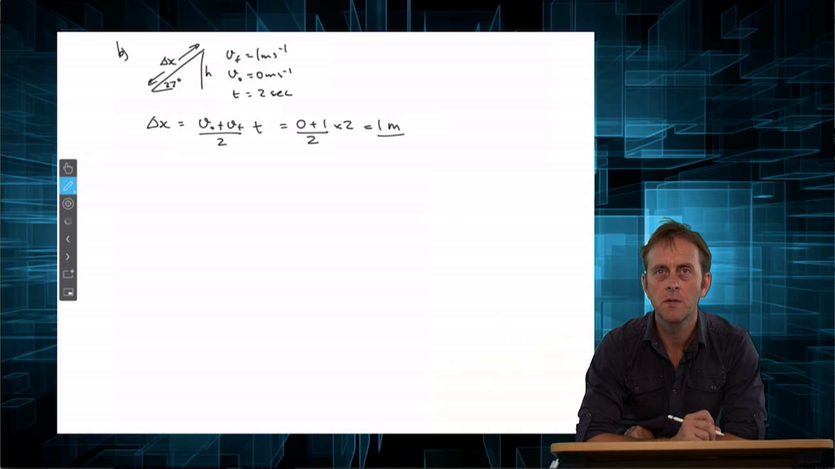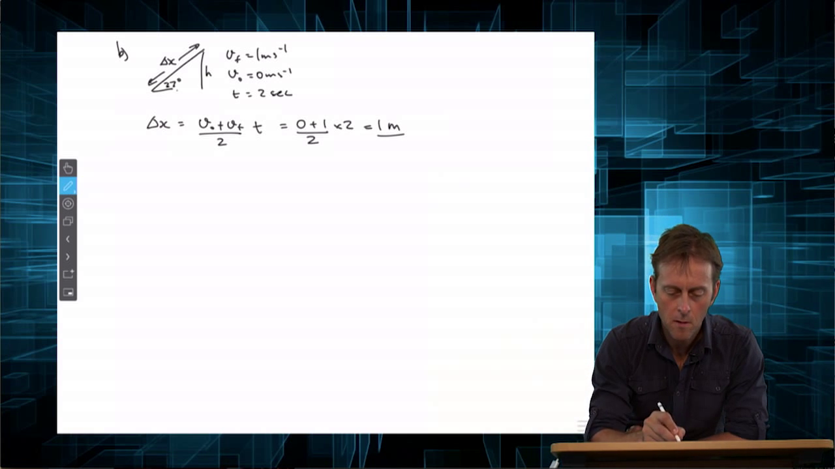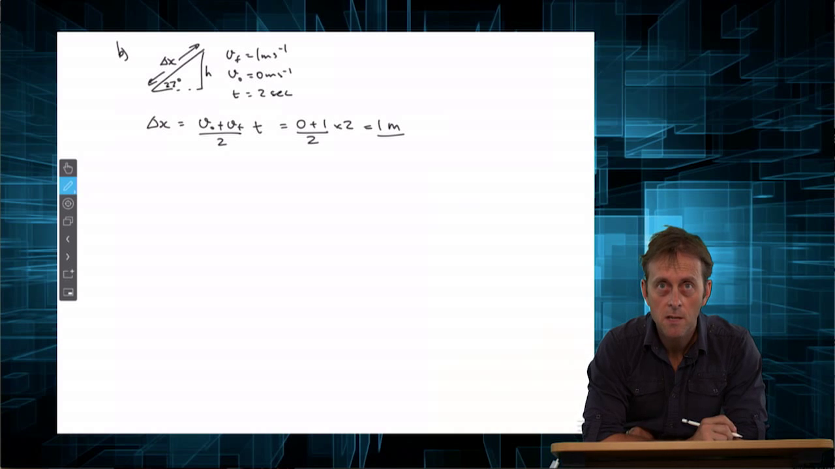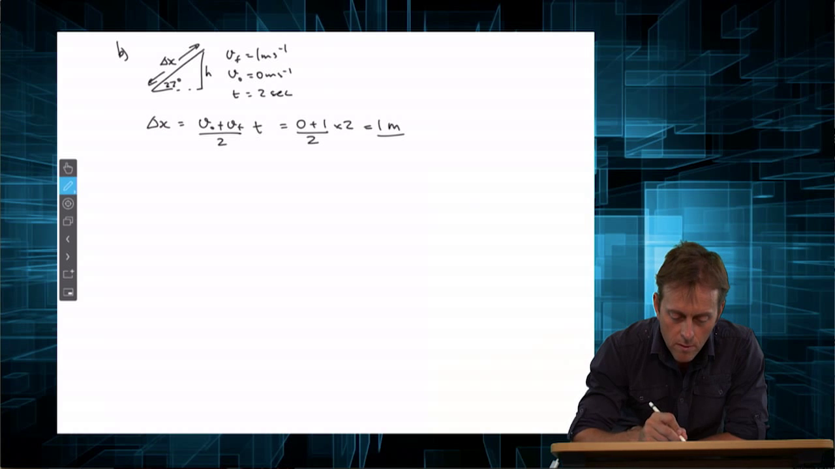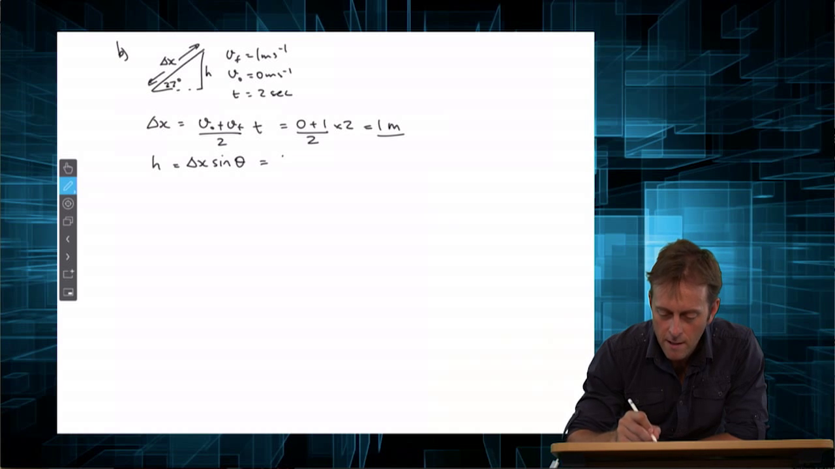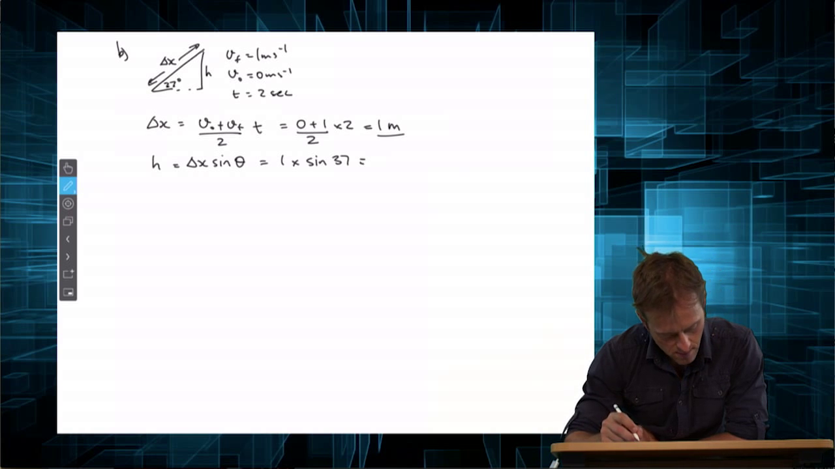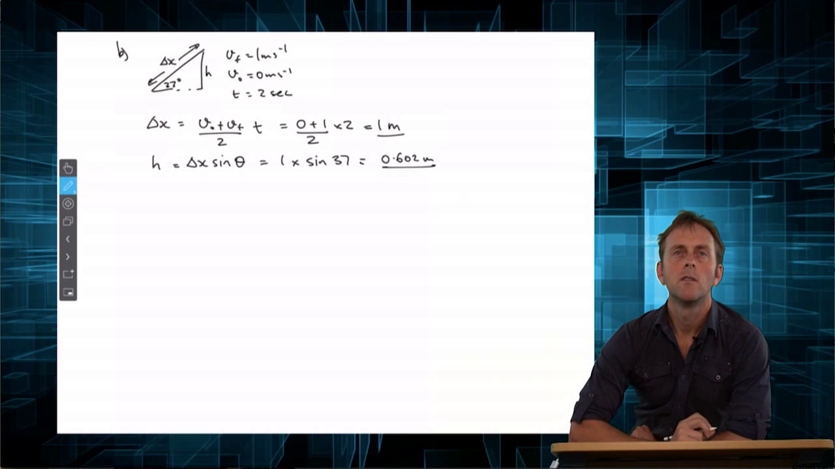Now it's just a trigonometry problem to find out what h is. You just use the sine of the angle there. It's going to give you your h value. It's going to be delta x sine theta, which is 1 times sine of 37, which is 0.602 meters. Those are important.